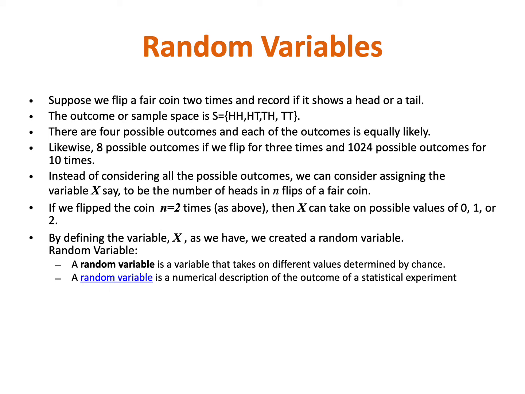Let's talk about random variables. As we are discussing probabilities with examples, suppose we are about to flip a fair coin 2 times and record whether it shows head or tail. The sample space is head head, head tail, tail head, and tail tail. So there are 4 possible outcomes, and each outcome is equally likely.